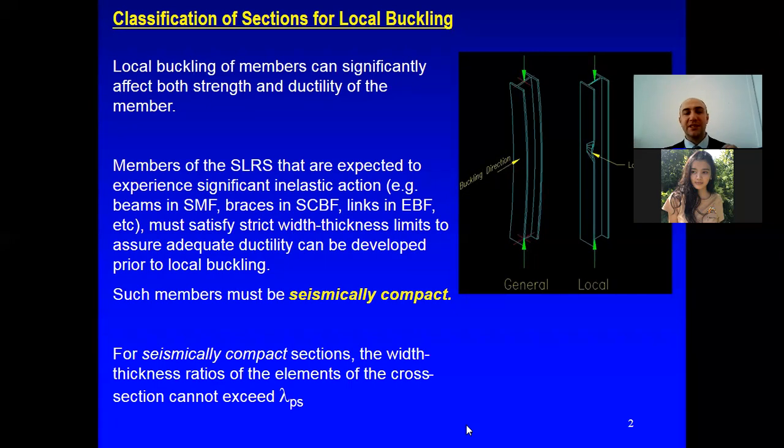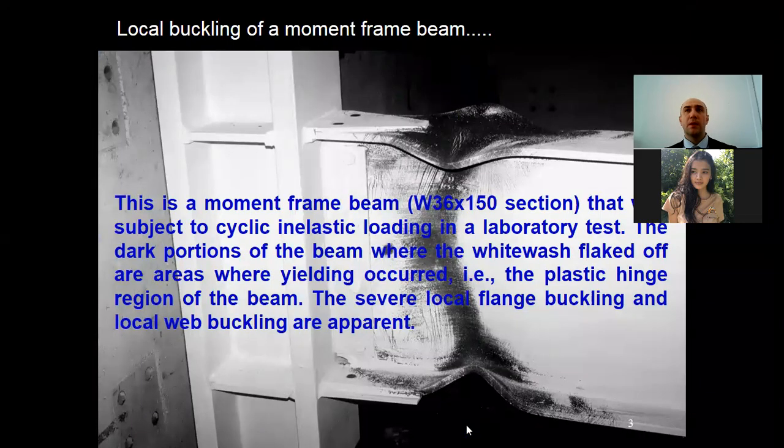So a section which satisfies these very restrictive thickness limits can be called a seismically compact section. Controlling local buckling is one of the most critical factors for achieving ductile response of metal constructions. The next slides will show some examples of local buckling in constructions.